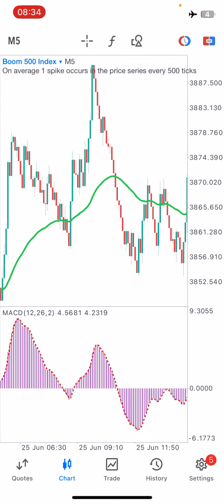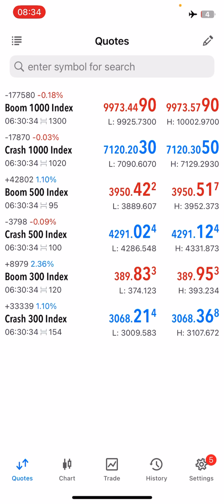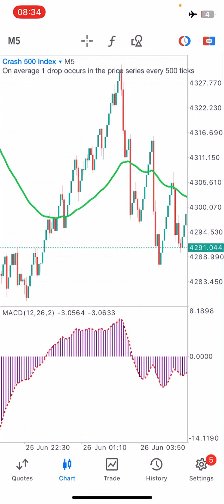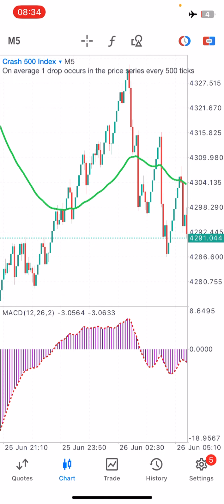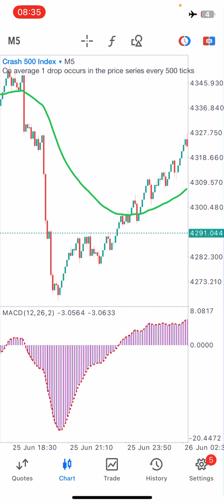Now what's left is for us to understand when to buy and when to sell. So let's pick a different index. I'll go for Crash 500, and we'll take a look at how it reacted to our strategy and how it relates to the strategy.